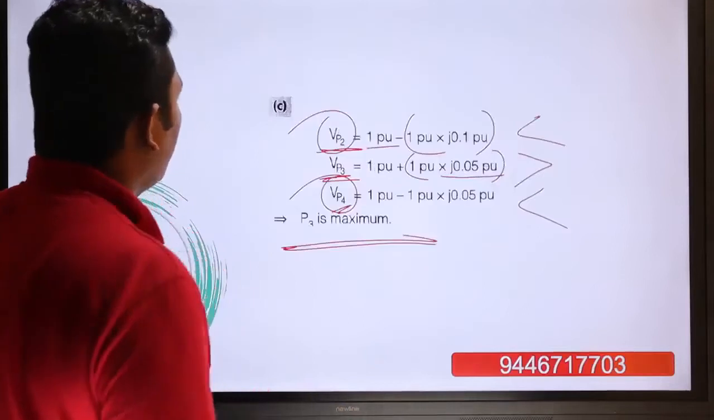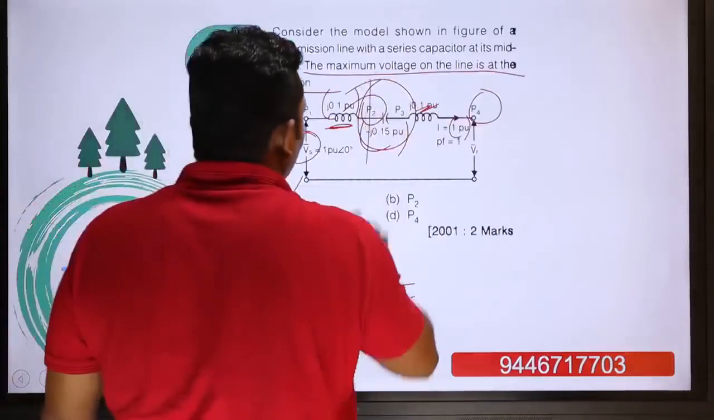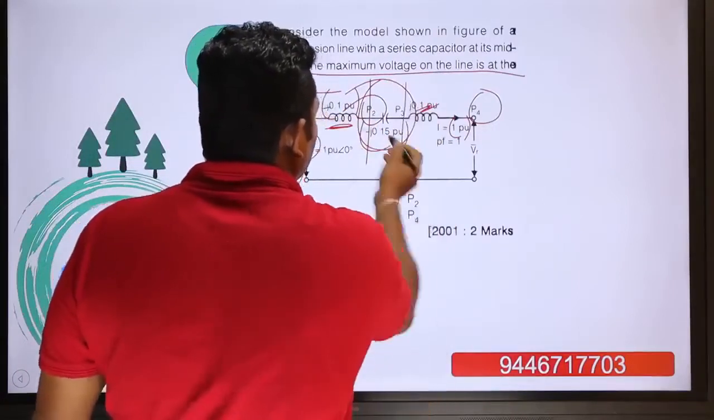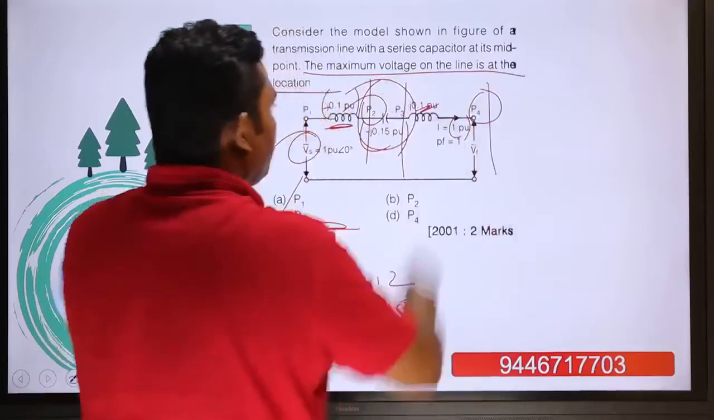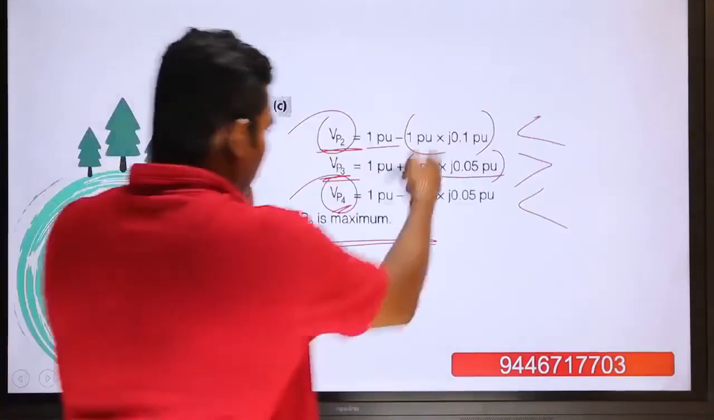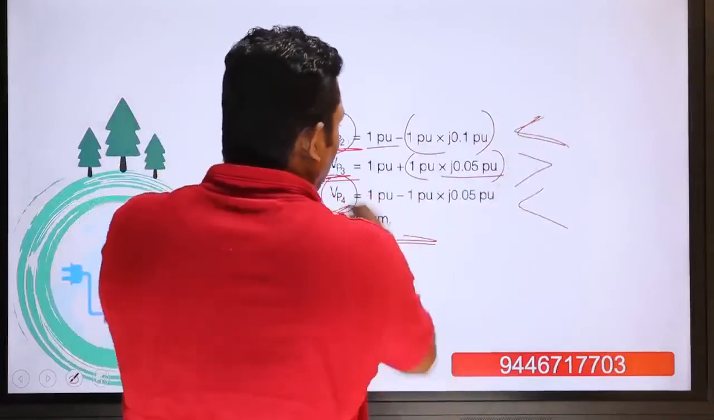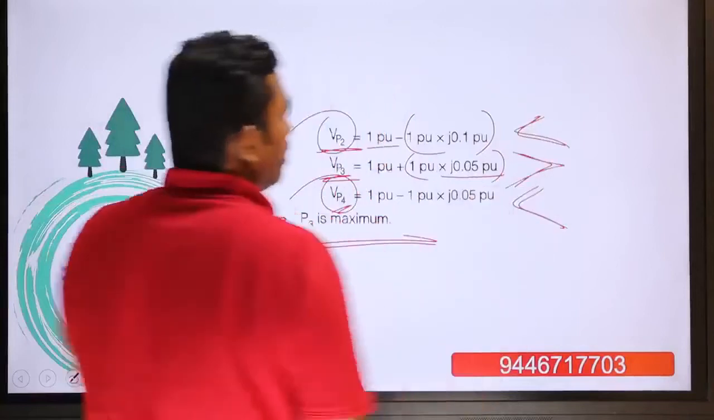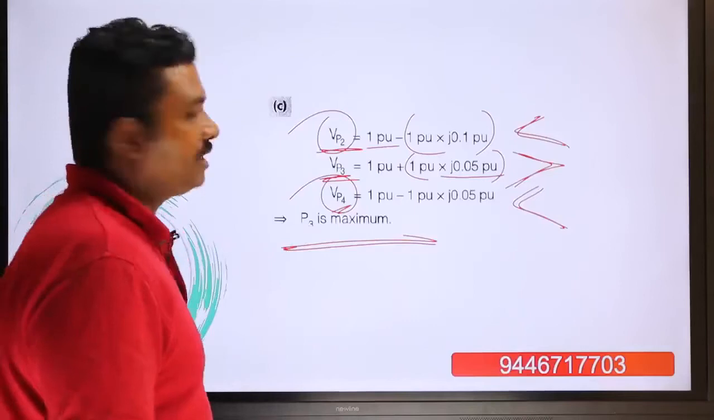So for question number 9, our option is option C. When you are considering P2, there is the inductive drop. When you are considering P3, there is the capacitive addition. And when you are considering P4, inductance again becomes larger than the net capacitance value, and hence it also causes a drop. So here it is a drop causing a lesser value. Here also it is a drop causing a lesser value. Here it is an addition causing an increase of voltage. So the voltage at the point P3 will be maximum.